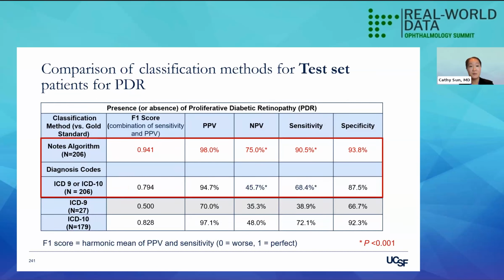In the interest of time, I'm showing the results for PDR, which showed that the notes algorithm did better across the board compared to ICD-9 and 10 codes. ICD-10 codes did do better than ICD-9 for identifying PDR.